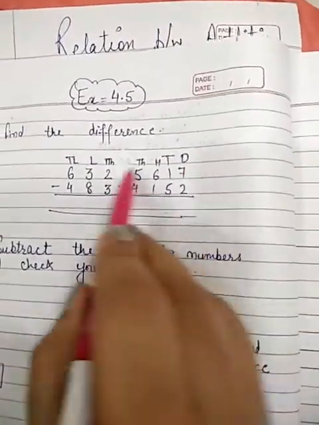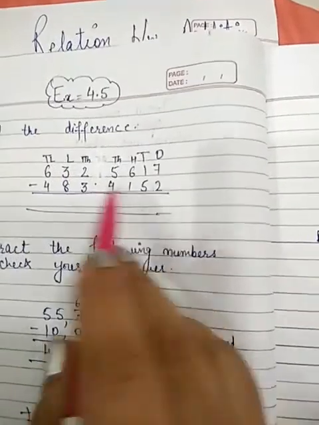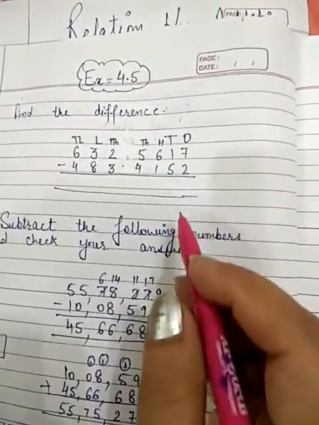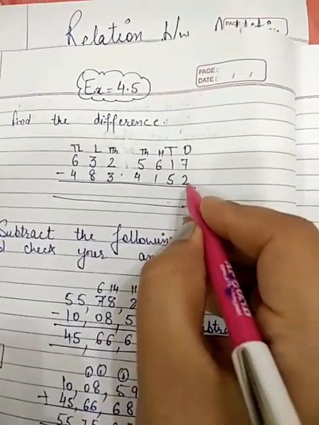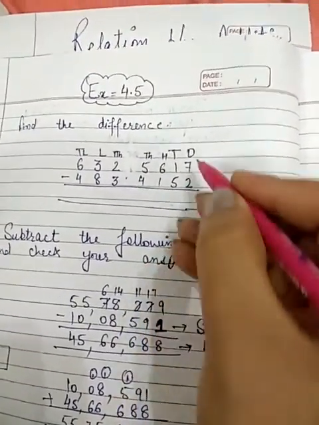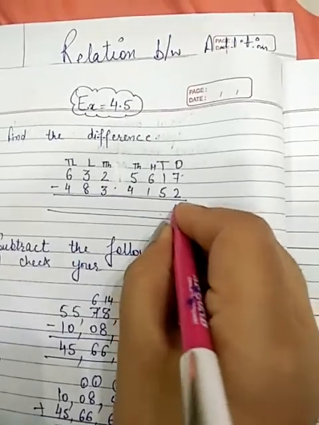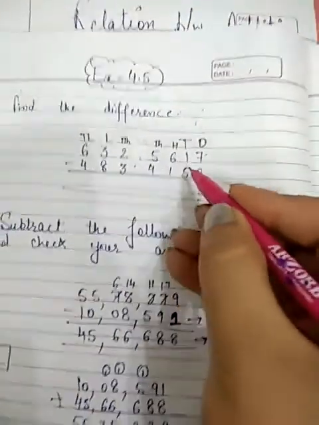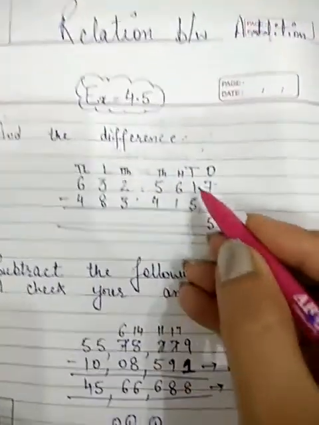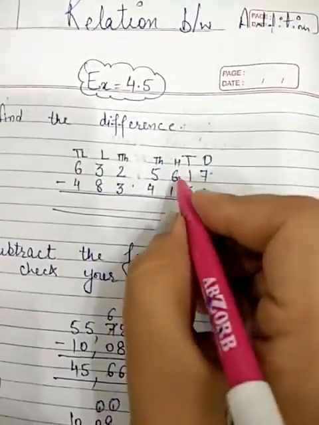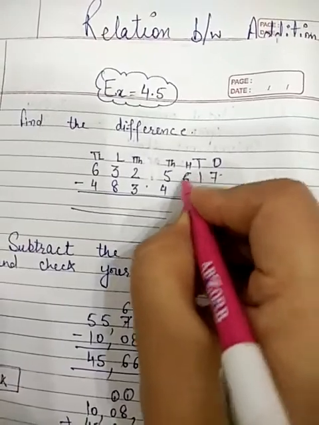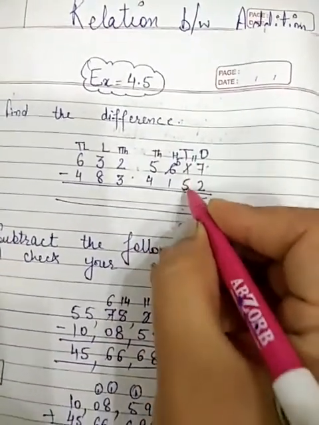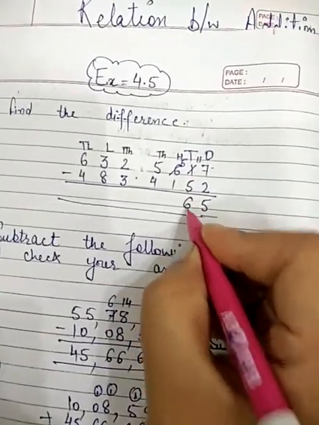First of all, you will write the place value chart. After writing the place value chart, you will copy down all the numbers and now you will start subtraction. When you subtract 2 from 7, your answer will be 5. You can't subtract 5 from 1 because 5 is the greater number and 1 is smaller. So you will take a carry from 6. Here it will be 5 and here it will be 11.